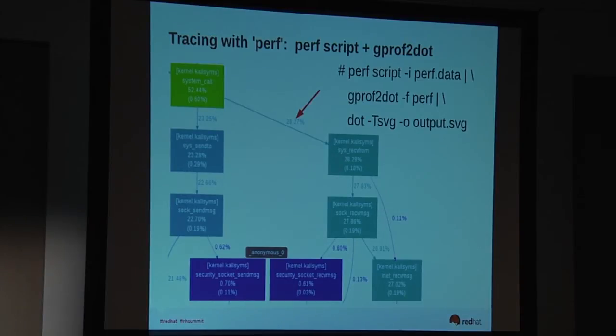There's a little netperf test. The point is just to visualize that you've got these different kernel functions calling each other, and the lines have weights. So this is 28% of the time this kernel function is talking to this one. The command to do it is right there.